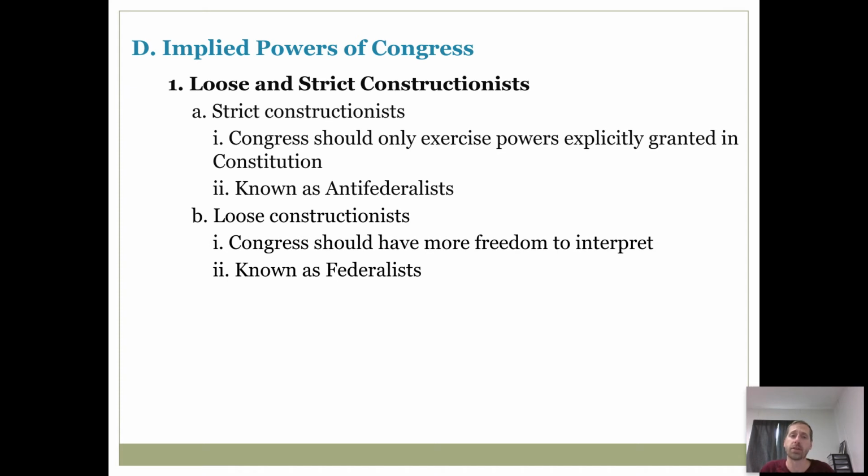Now, with these implied powers, there's something I want to look at. There are 2 different ways of looking at the powers of Congress, and it's a way of interpreting the Constitution. We have a loose constructionist and a strict constructionist. It's just 2 different ways of looking at the Constitution. A strict constructionist, it's black and white. Congress can only do things that are explicitly, specifically listed in the Constitution. If it doesn't say they can do it, then they can't do it.